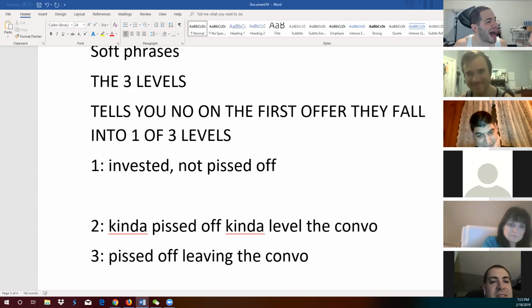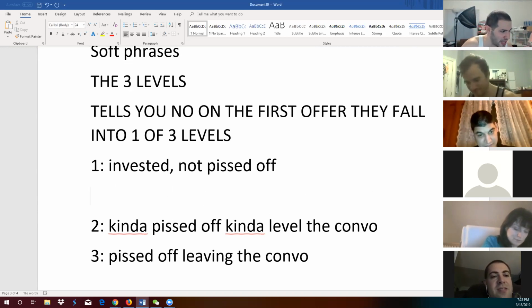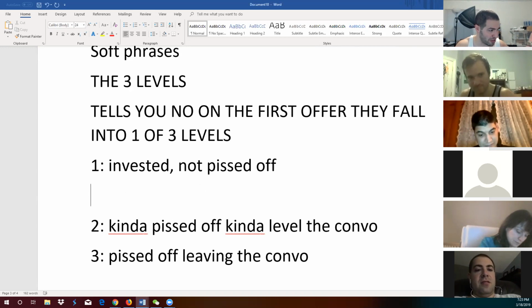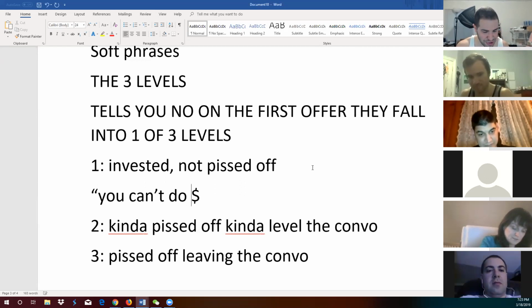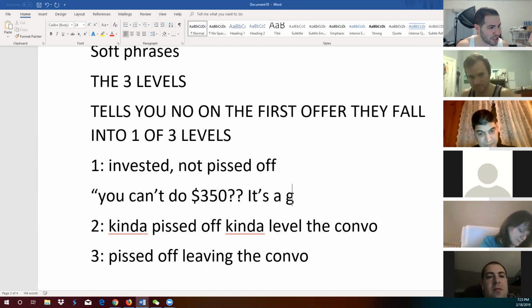A response like this only comes after you make the offer. You figure out what you need, you make the offer. Okay, great, I can give you $600 for it. If the person declines the offer, they fall into one of 3 levels. Level 1 is they're invested and not pissed off. This person is going to say something along the lines of, you can't do $350? It's a great phone.